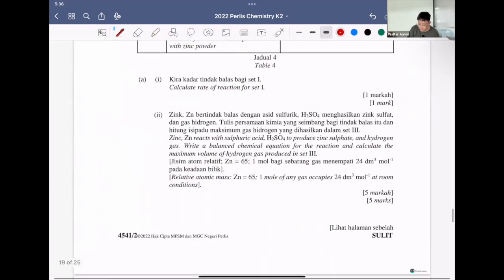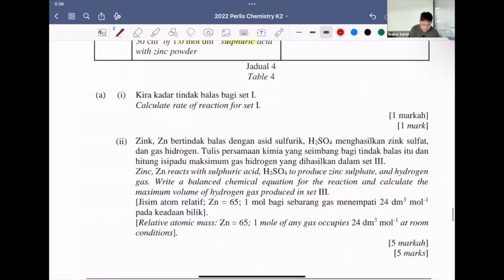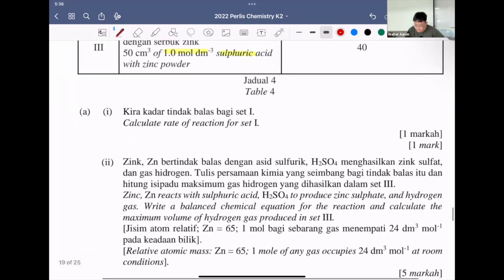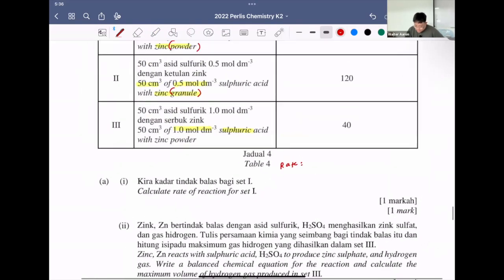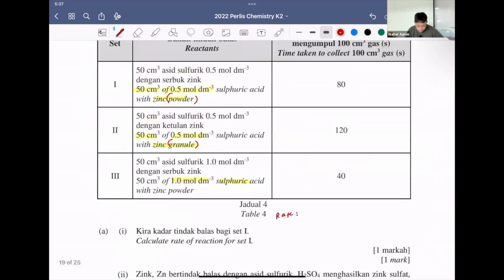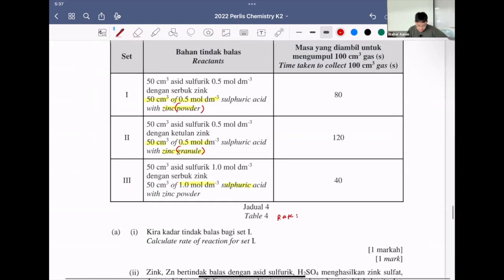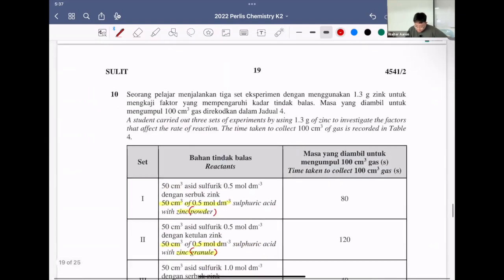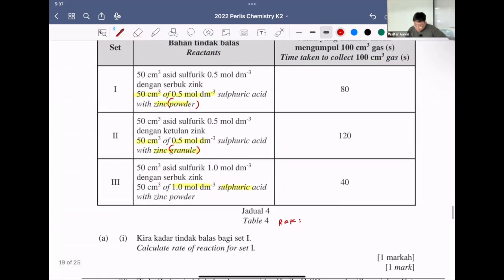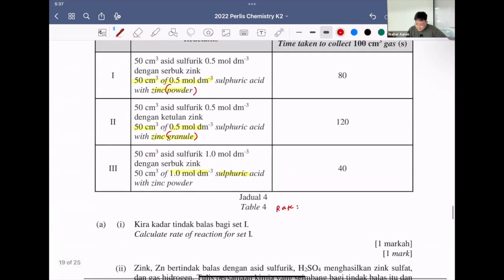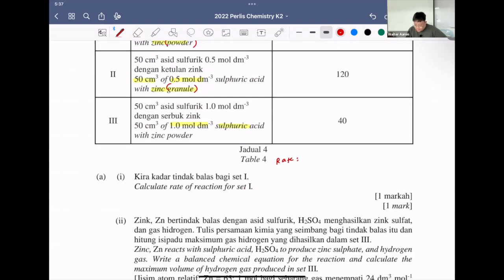Right, calculate the rate of reaction for set number 1, and this is assuming that it is the average rate of reaction. So rate of the reaction for set L, I don't think it's set L. I think there's something wrong with that. So never mind. We will just assume that it is set number 1. I said it wrongly, I thought it was L. Okay, so set number 1.